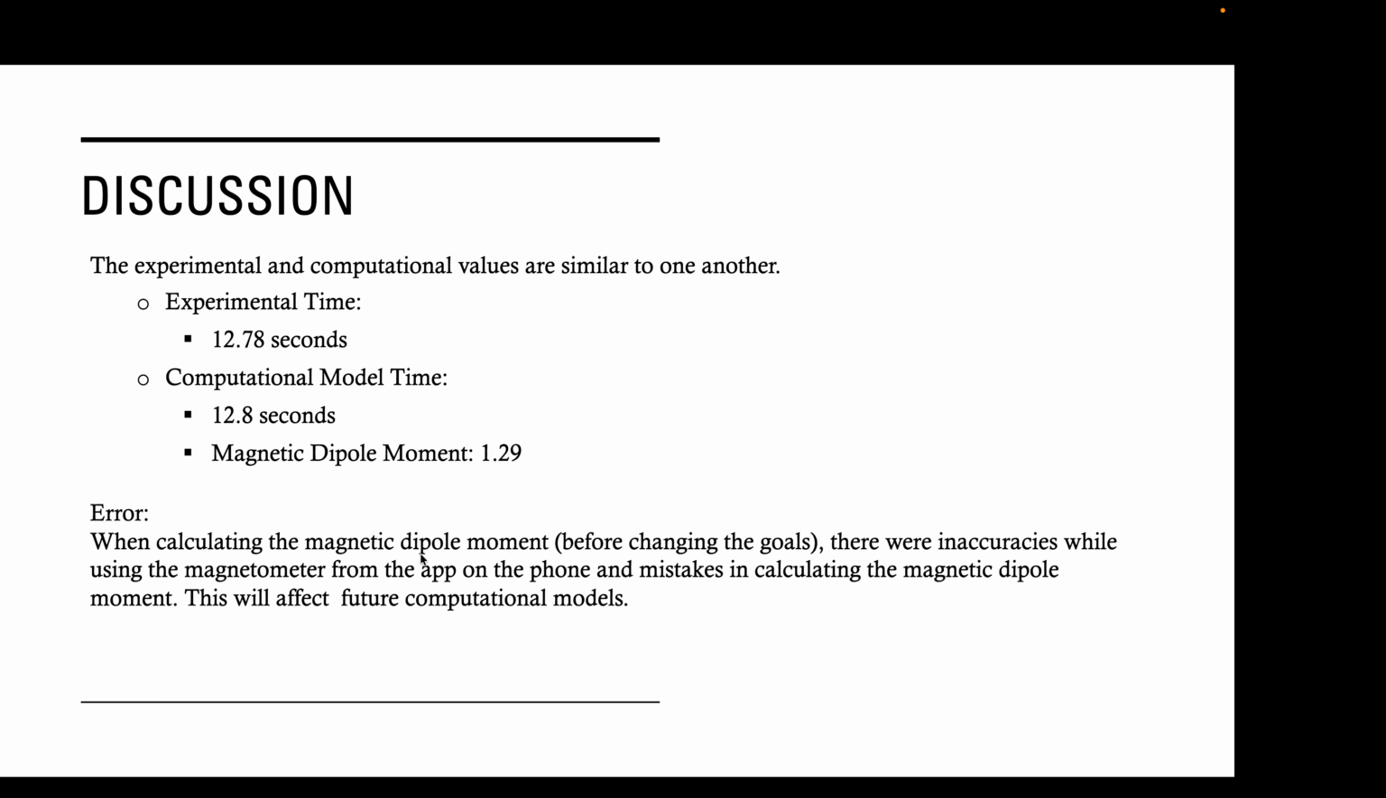Errors when calculating the magnetic dipole moment led to changing what our actual goals are now. There were inaccuracies while using a magnetometer from the app on the phone, and also some mistakes I made in calculating the magnetic dipole moment, which had effects on the future computational models. That's why the goals changed.